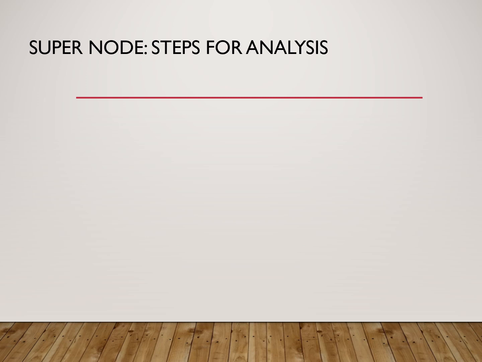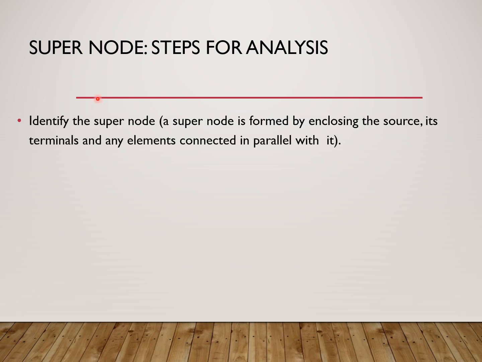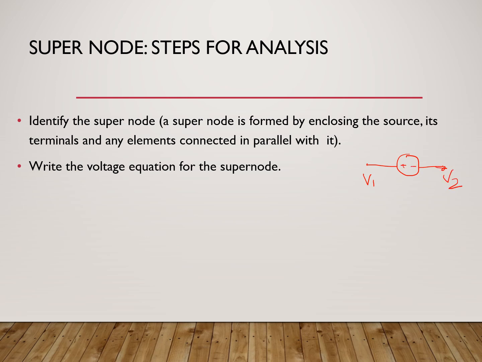When we speak about analysis steps, the first thing is that at a supernode, we have to identify the supernode, which is formed by enclosing the source, terminals, and any elements connected, as we said already. First, identify the supernode. Write the voltage equation for the supernode. Why? Because at the supernode we have got a voltage source. So in the previous case there was a voltage source in between. The plus minus or whatever you had between these two nodes, you had a voltage source, right?